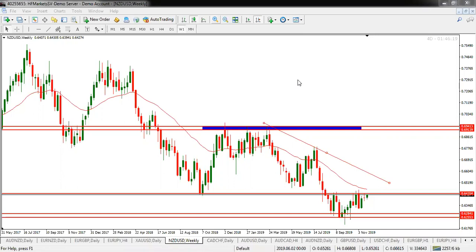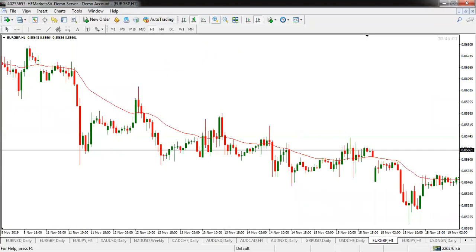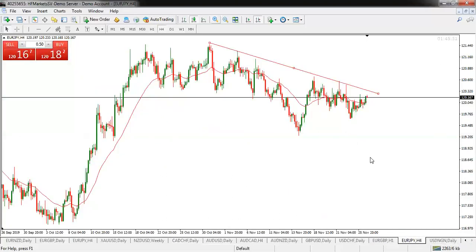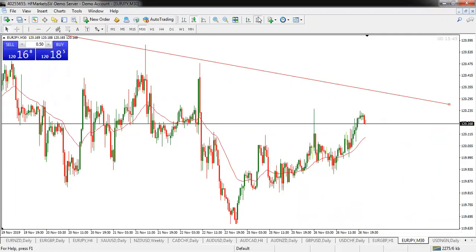So the first thing I'm going to be talking about is pips. So what is pips? So pips is price movement in the market. And it's easier to know the pips when you're on your system, because there's a tool on the MT4 interface that helps you do that. And I'm going to show you.